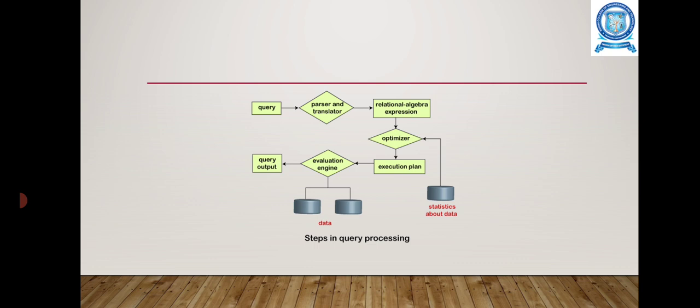After that, the particular code is optimized, that is, approximate given. That means some extra statistics about data is also given. After that, the translated query is given to the execution plan. Then the execution plan executes the particular query by the evaluation engine. In the evaluation engine, it matches or checks with the data and produces the query output.